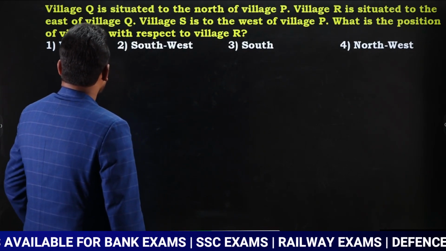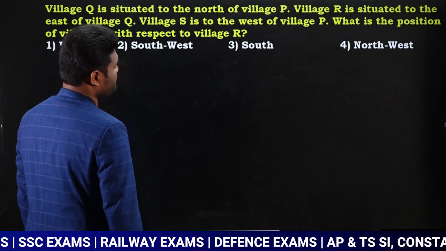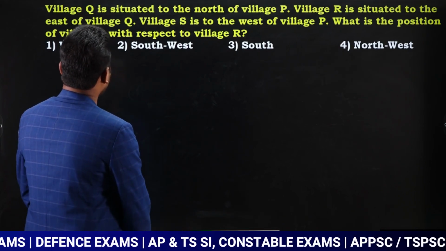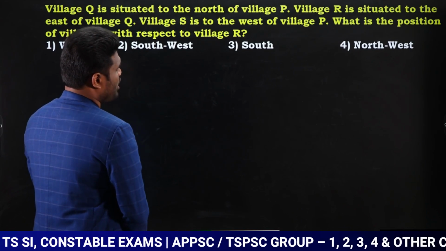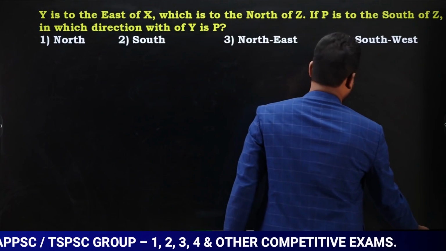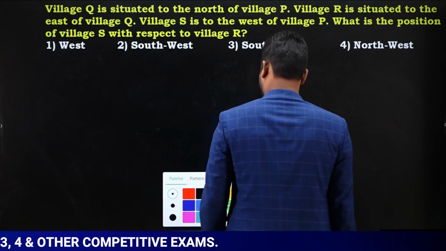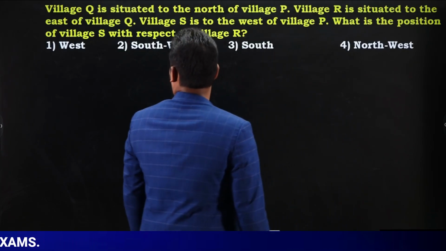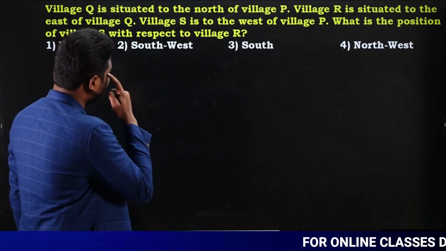Look at the question. Village Q is situated to the north of village P. Village R is situated to the east of village Q. Village S is to the west of village P. What is the position of village S with respect to village R?